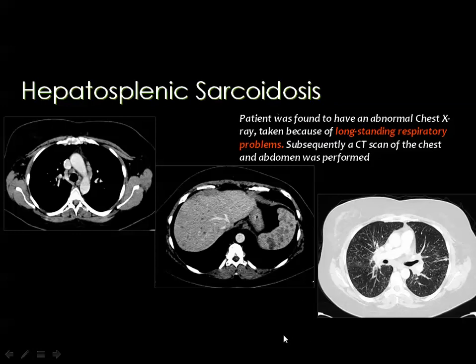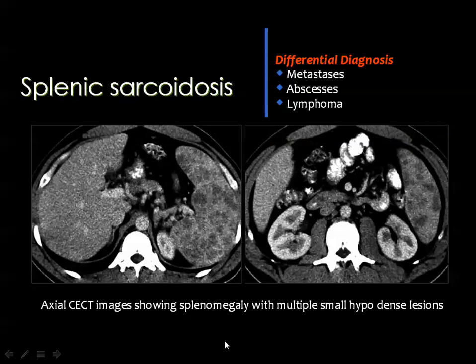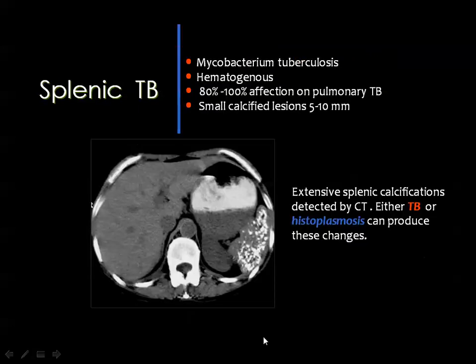Then sarcoid can also affect the liver and the spleen, and this is one of the causes of a spotted spleen, as I will mention. If you see multiple lesions in the spleen and the lesions are cystic, one of the best possibilities is fungal abscesses. But if the lesions are solid, then you think of lymphoma, as I will mention, and you think of metastasis, and also do not forget the possibility of sarcoid.